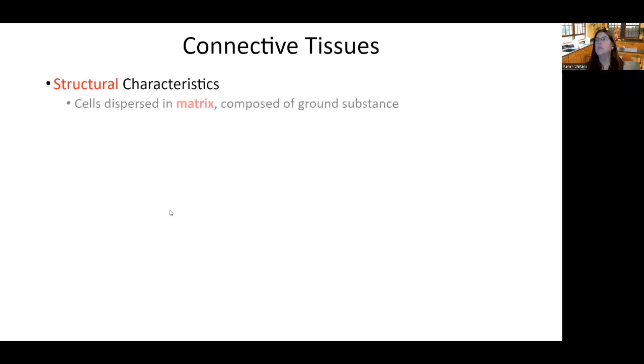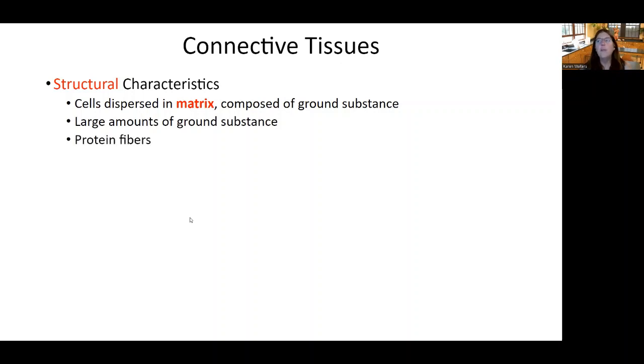There's structural characteristics. These connective cells are dispersed in what we call a matrix. This is the ground substance, the matrix that they are living in. We'll take a look at that, right? So there's a large amount of this ground substance. They are primarily protein fibers that intersperse in that ground substance, and they have a real variety of how they're organized. So what is the function of these connective tissues?